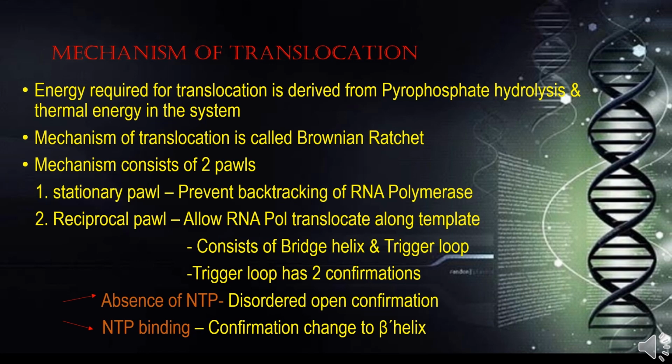RNA polymerase consists of a bridge helix and a trigger loop, and the trigger loop has two conformations. In the presence of NTP, it changes to an ordered conformation, and in the absence of NTP, a disordered open conformation.